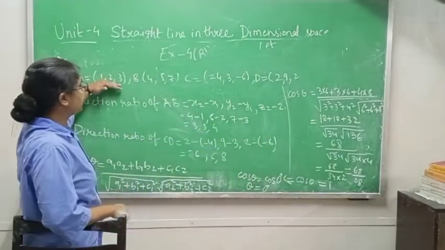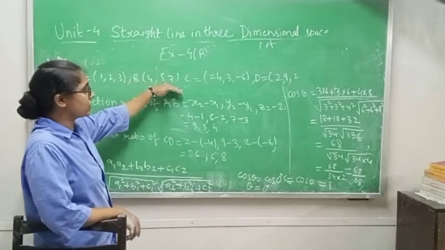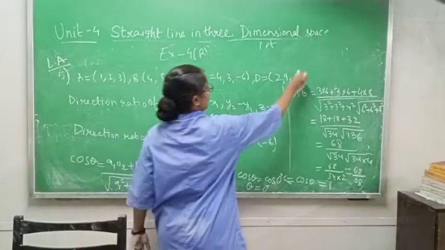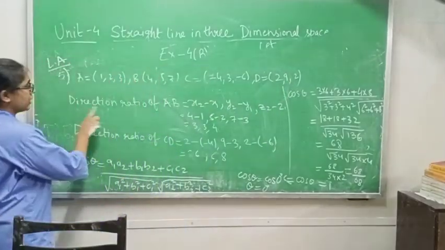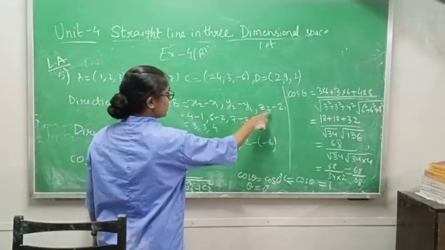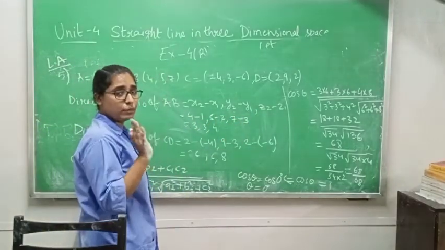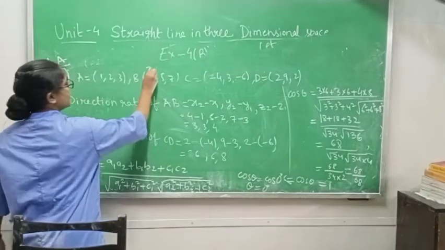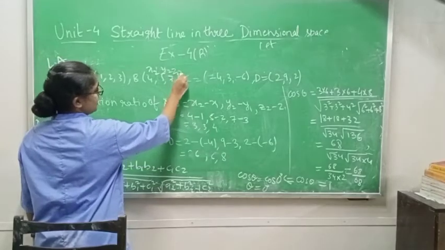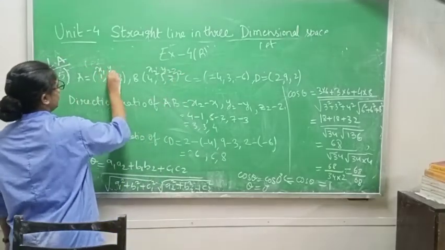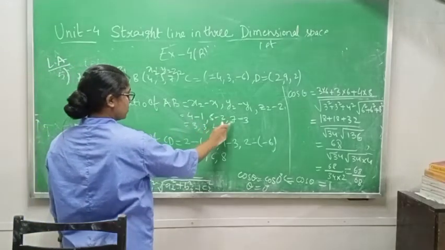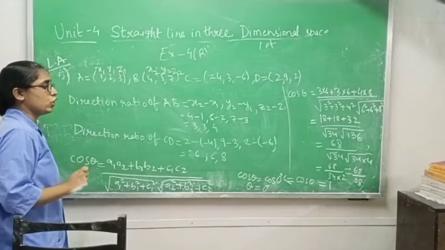So A is 1, 2, 3, B is 4, 5, 7, C is minus 4, 3, minus 6, D is 2, 9, 2. First we will find the direction ratio of AB, means x2 minus x1, y2 minus y1, z2 minus z1. This one you have done in chapter 3. So x2 is 4, y2 is 5 and z2 is 7. x1 is 1, y1 is 2, z1 is 3. When you subtract 4 minus 1, 5 minus 2, 7 minus 3, you will get 3, 3, 4.